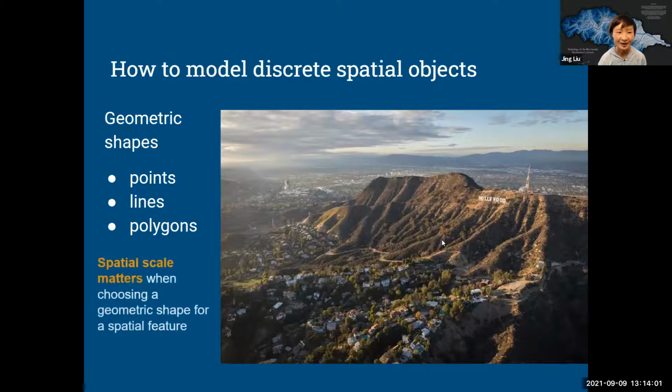Okay, and here again, spatial scale matters. Like LA, when you are at this level, it should be a polygon, right? But when you zoom out very far away, maybe outside our Earth, LA becomes a point, right? Okay. And for the roads, if you zoom in really close, you better represent the roads as polygons, okay? To recognize that width.